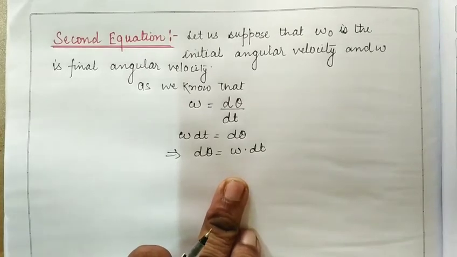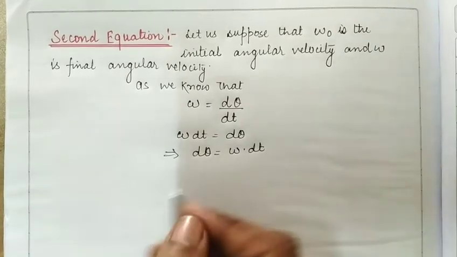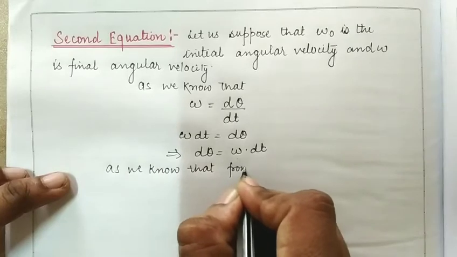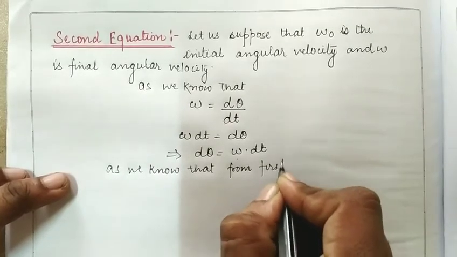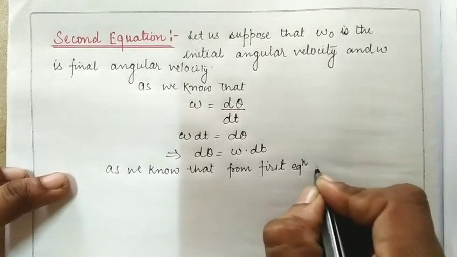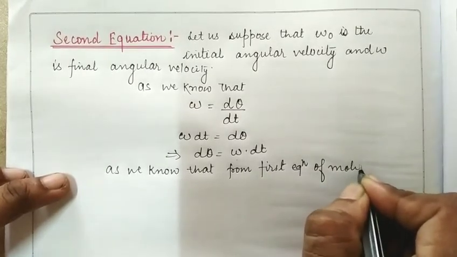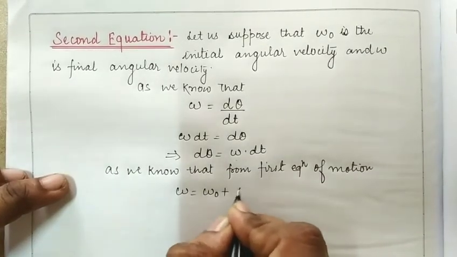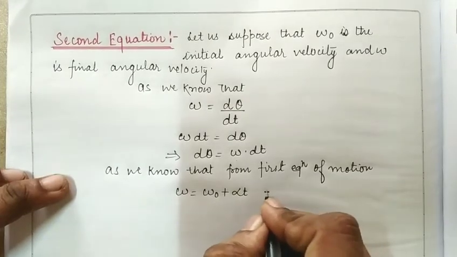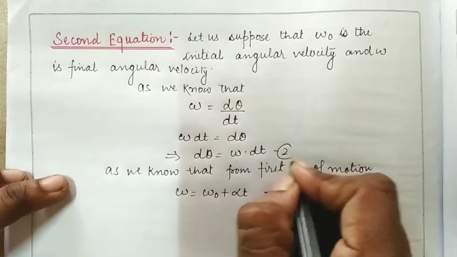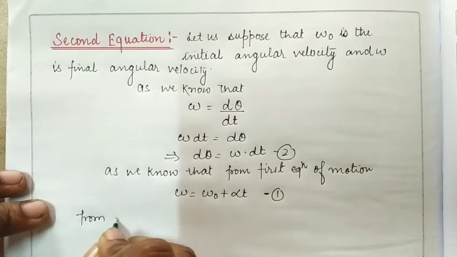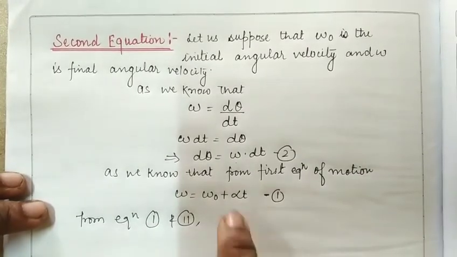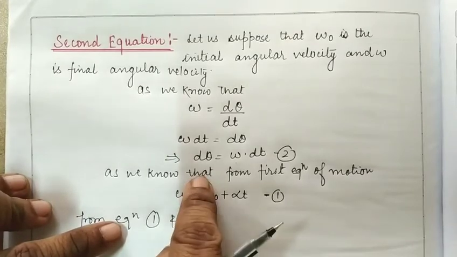So what we are going to do, as we also know from the first equation of motion that omega is equal to omega naught plus alpha t. So this was equation number 1 and this is equation number 2. So from equations 1 and 2, put the value of omega into equation number 2.